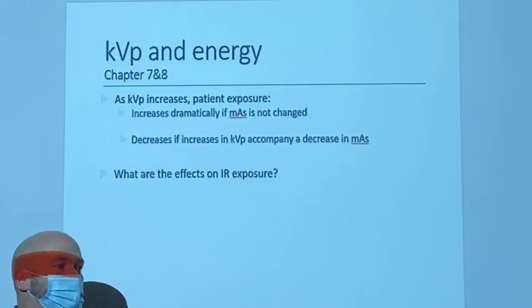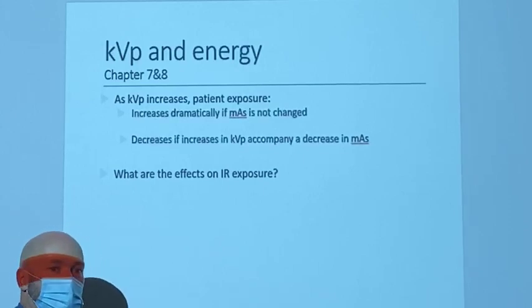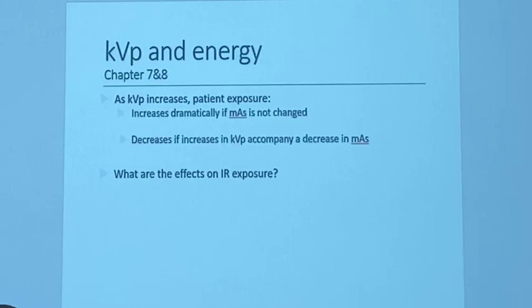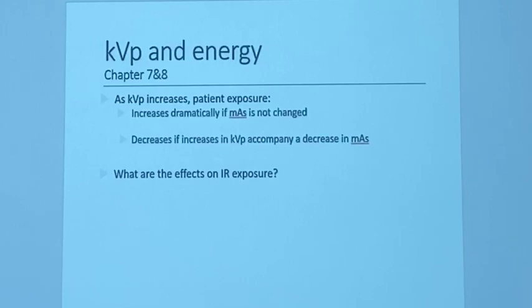If KVP goes up and mass goes down, patient dose goes down. KVP goes down, mass goes up, patient dose goes up, right? So, again, 3 different things to look for. One is patient dose when KVP is changed, and that's the only thing that's changed. Right? KVP goes up, patient dose goes up. If we change KVP and our mass, we increase our KVP and decrease our mass, patient dose goes down.